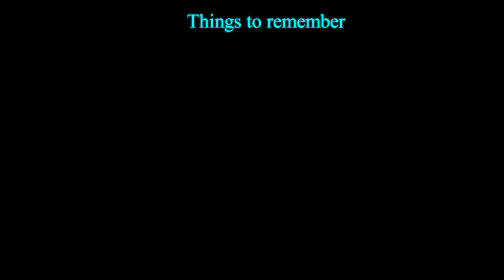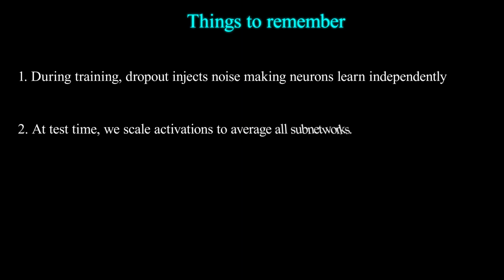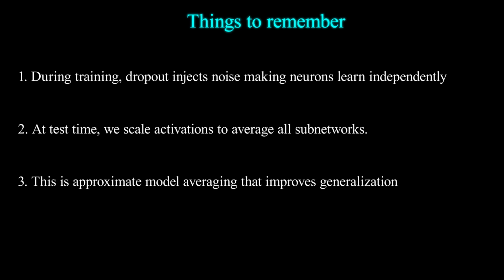So here are 3 things you can take from this video. During training, dropout injects noise. This makes neurons work harder individually, learning features that are useful independently of specific other neurons. At test time, you average all those noisy subnetworks by scaling, giving you a more stable and smoother model. This is a form of approximate model averaging that improves generalization.